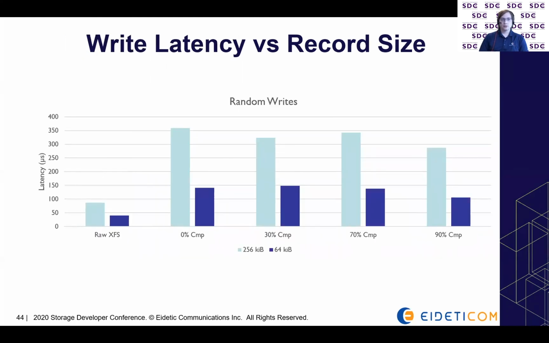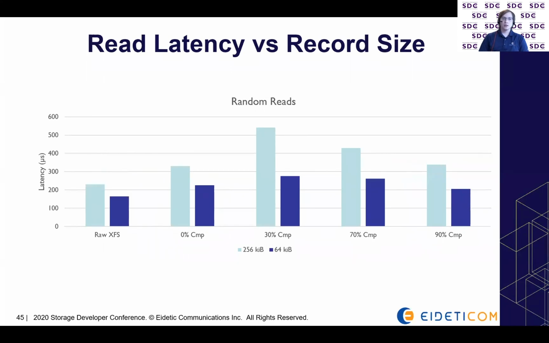Random writes show a 250 microsecond overhead for compressed data on 256 kilobyte data blocks and 100 microsecond overhead for 64 kilobyte blocks. In random reads, we see a slightly better scenario where we have 100 to 200 microsecond overhead on 256K reads and about 50 to 100 microsecond overhead on 64 kilobyte reads.